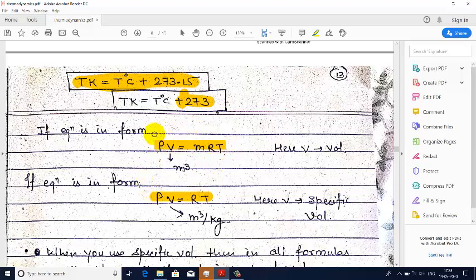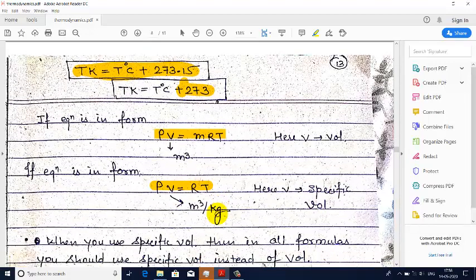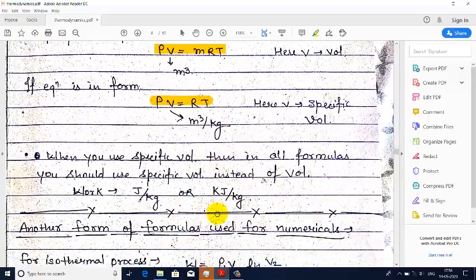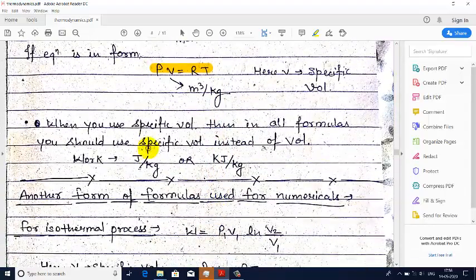If the equation is in this form, then the unit of volume is meter cube and this term V is volume. And if the equation is in this form, then this V is a specific volume and the unit of this V is meter cube per kg. When you use specific volume, then in all the formulas you should use specific volume instead of volume. Then work will be in joule per kg or kilojoule per kg.